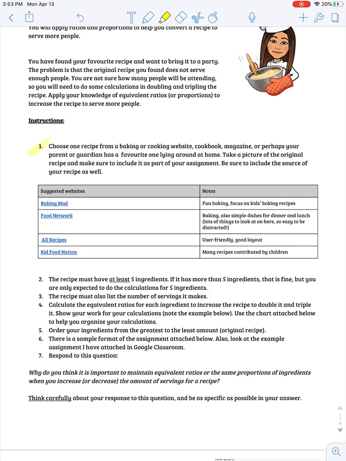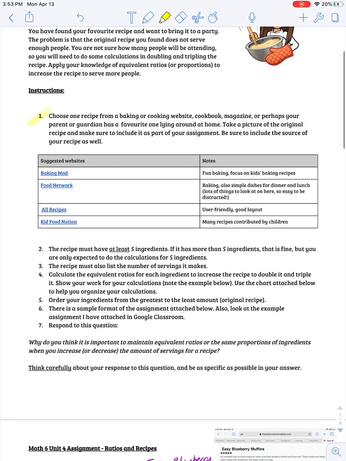There are some suggested websites here that I've listed, but there are a lot of websites out there. Perhaps you have a favorite one that you like to look at. If you enjoy baking or cooking, that's fine. I'll share one additional website with you that I have really liked since I've had more time to bake at home, let's just say. Okay, so that's item number one.